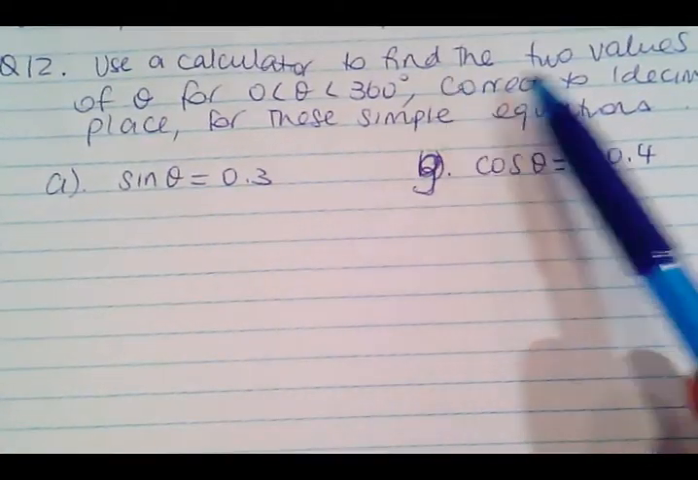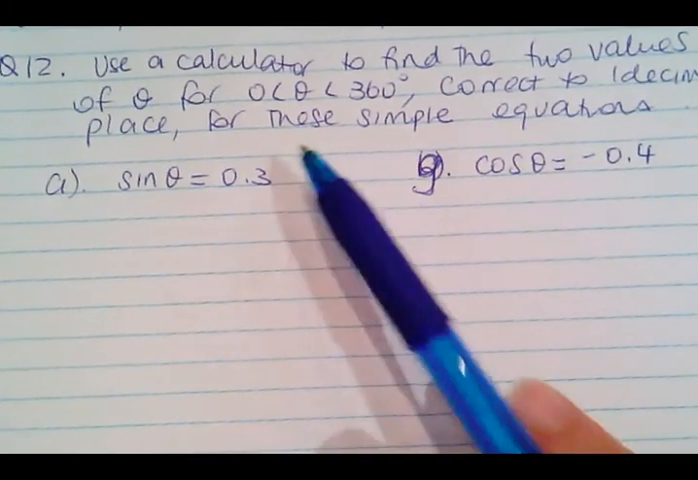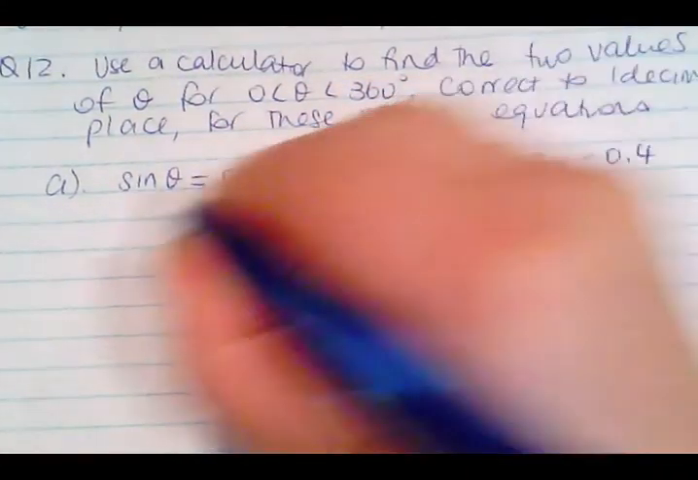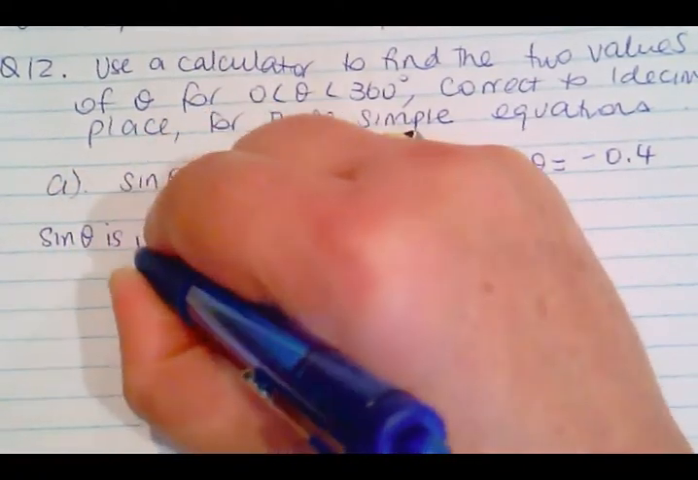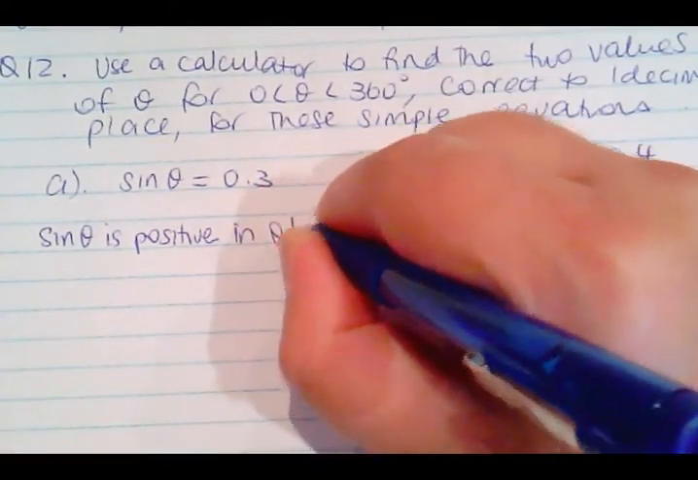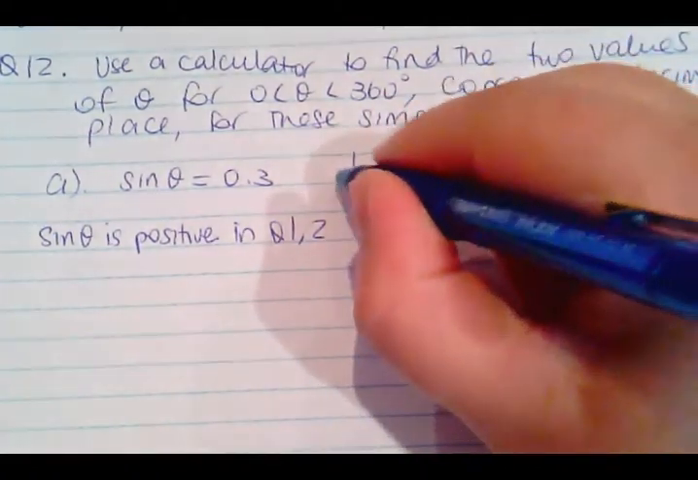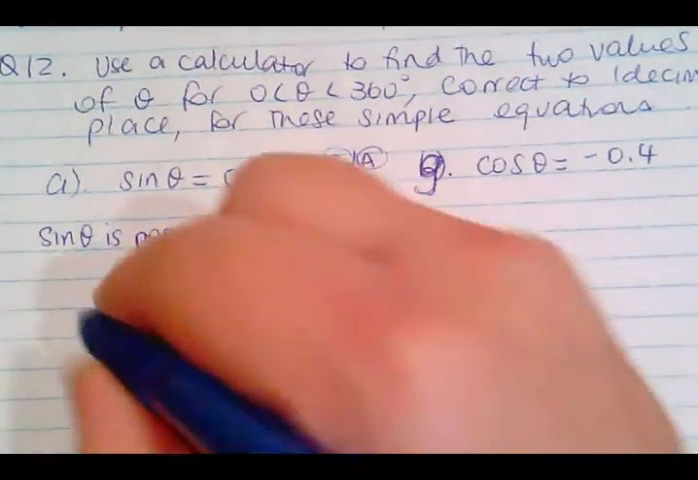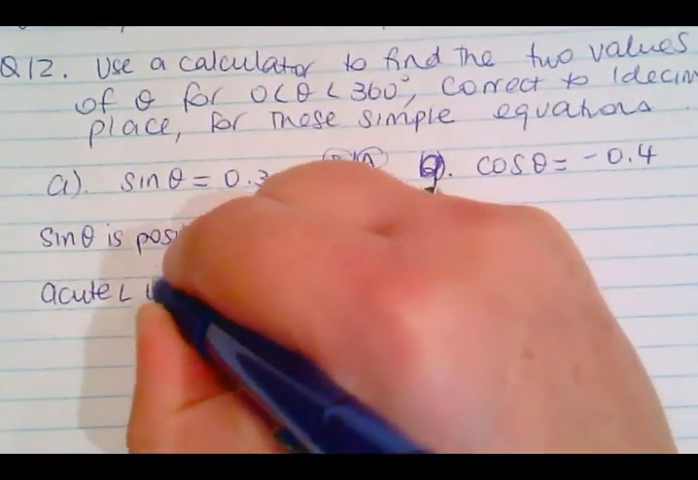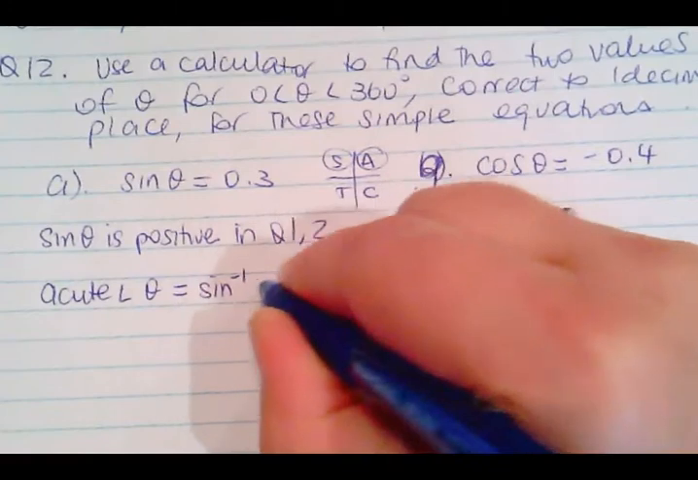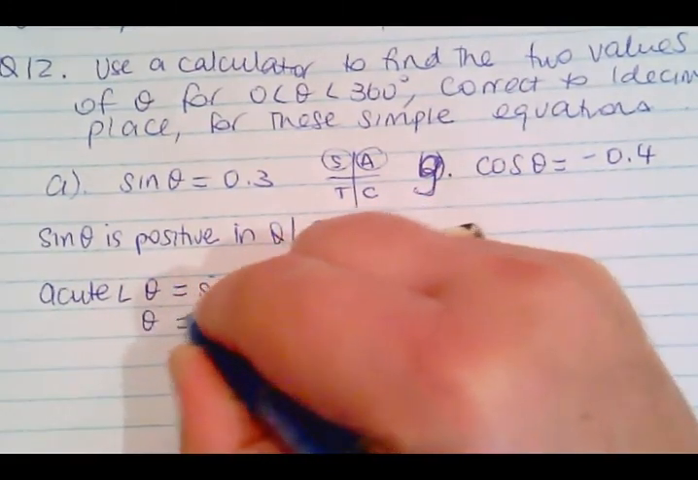Okay, question 12. Use a calculator to find the two values of theta for 0 less than or equal to theta less than or equal to 360, correct to one decimal place, for these simple equations. We can see that sine theta is positive. Remember, we've got all stations to central, so it's positive in quadrants 1 and 2. So we need to find our acute angle theta. Sine of what is 0.3? This is not an exact value, so on your calculator, you just go inverse sine of 0.3.